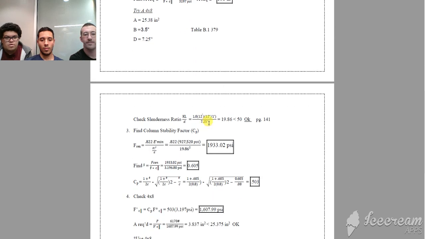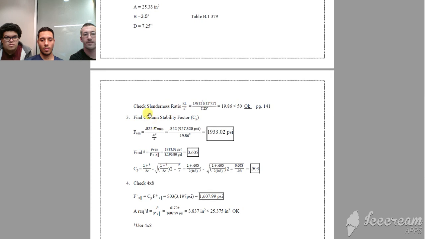After that, we have to check the slenderness ratio. It's going to be KL over D. We got 19.86. It has to be less than 50 to be okay, and we got that, so we're good. So now Marshall is going to talk about the stability factor.